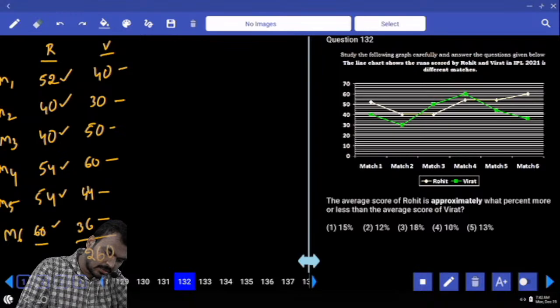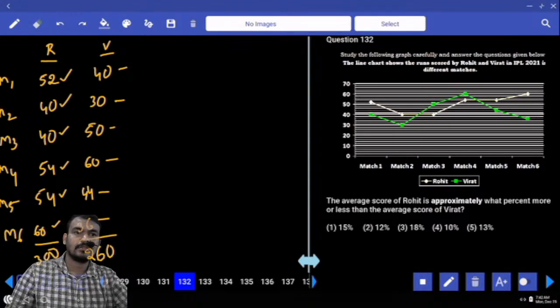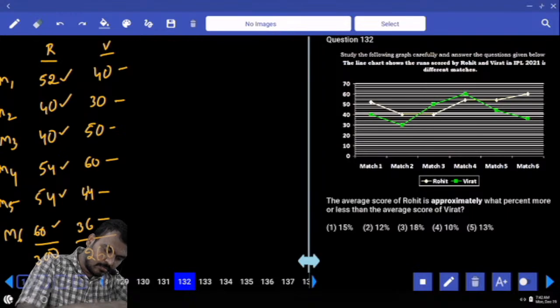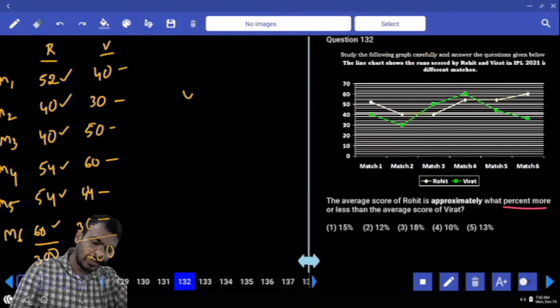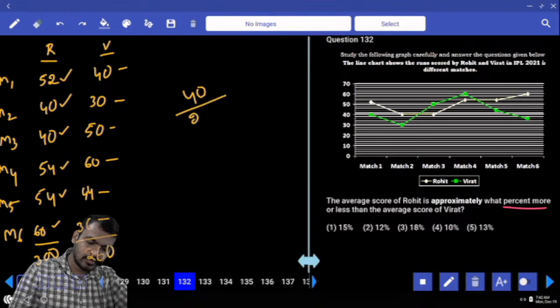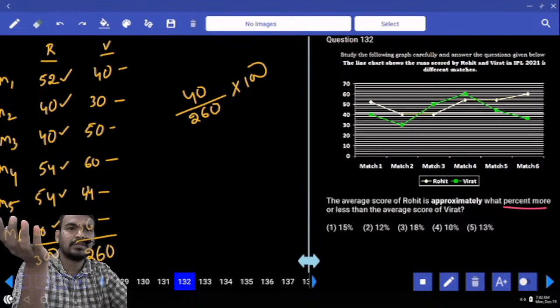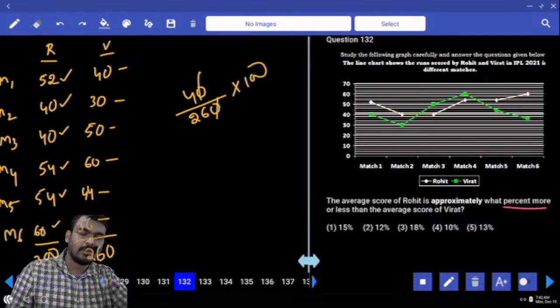160 plus 140, 300. But we required average scores, representation or not? Means we wrote 300 is what percent more or lesser? Percentage more. How much value is more? 40. Upon which one? 260 into 100. Actually average means we write divide by 6 or not? 6 gets cancelled or not? 0 cancel. 400 by 26.